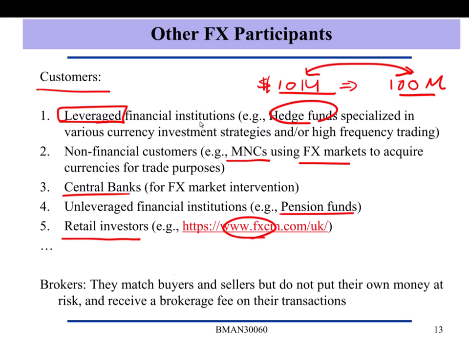FX market. There are participants called brokers. What they do is they just match buyers and sellers, but they do not put their own money at risk. This is the difference between dealers and brokers. Dealers use their own money and they quote different prices, bid and ask prices, and they make money from the bid-ask spread. Now brokers just get a small brokerage fee. They don't get any bid-ask spread. They just match buyers and sellers.